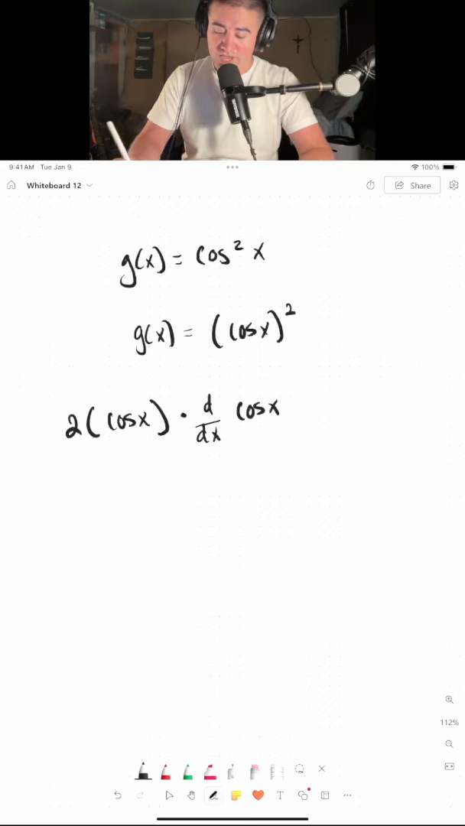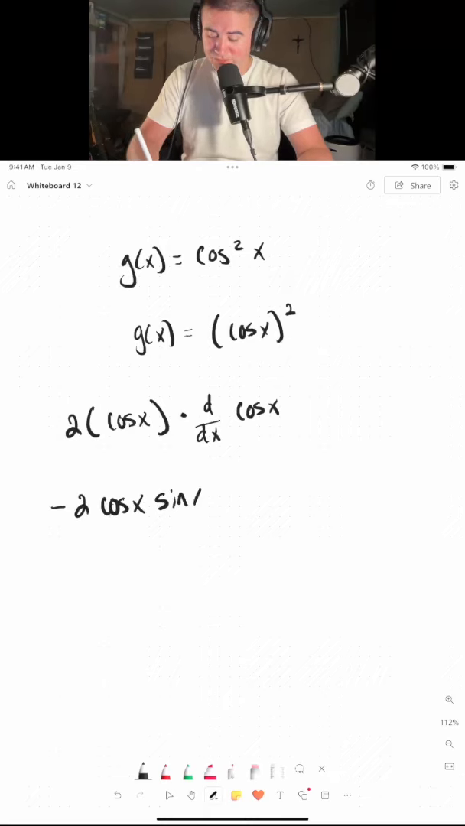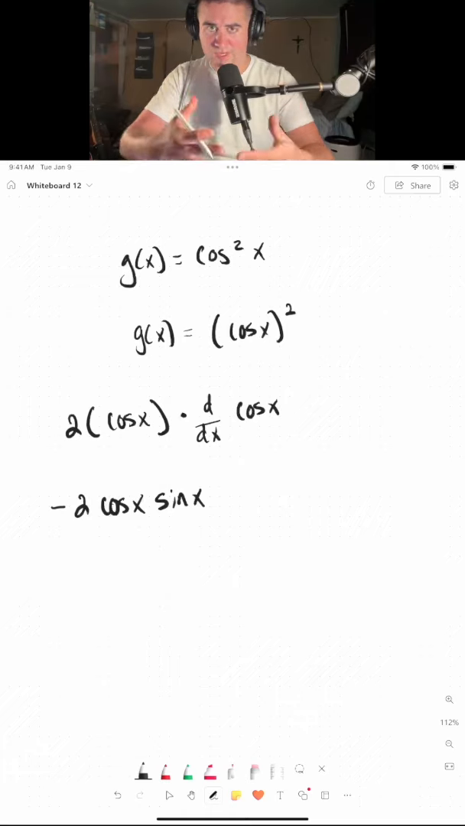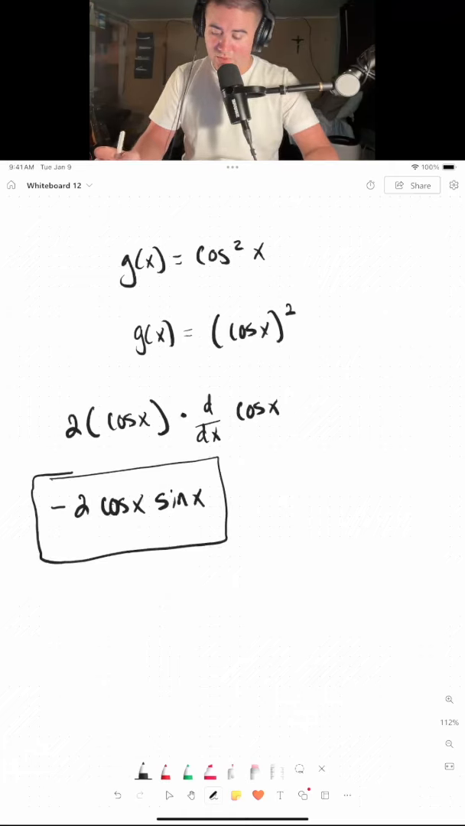And that is going to give us negative sine x. The derivative of cosine x is negative sine x. So let's put the negative on the outside. Let's multiply by cosine x, and then sine x, of course, because that was the derivative of cosine x. Of course, the negative is already on the outside. And this is our final answer.